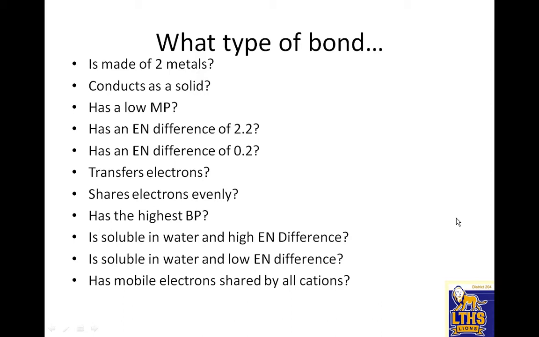Hey, let's practice. What type of bond is made of 2 metals? Two metals is metallic. Conducts as a solid: metallic again. That's the only one that conducts when it's solid, because that sea of electrons can carry electricity. Has a low melting point: usually covalent. It can have a low melting point, and that's the only one with low. But there are some metals that melt in your hand.